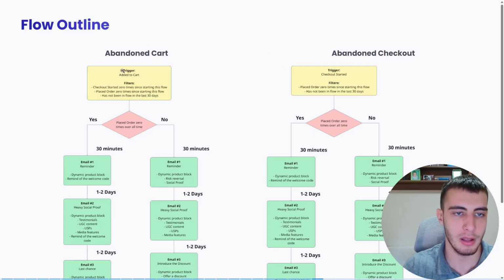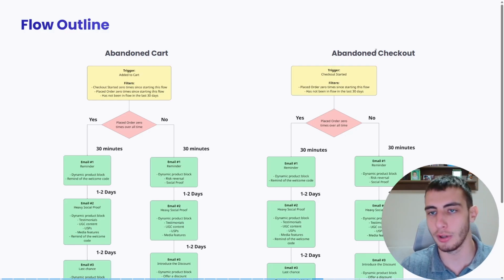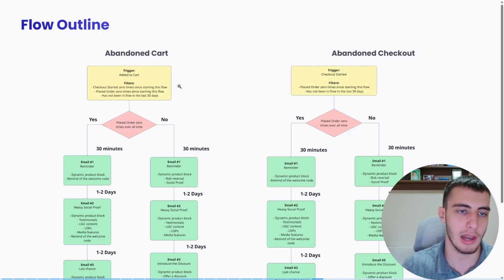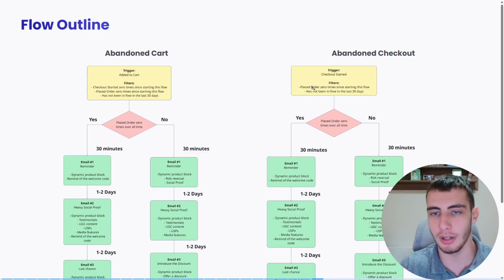The only difference is going to be in the triggers and the filters. So the trigger for the abandoned cart is going to be added to cart, and filters are checkout started zero times since starting this flow, placed order zero times since starting this flow, and has not been in flow in the last 30 days. As for the abandoned checkout, the trigger is checkout started, and for the filters, you're just going to remove checkout started zero times since starting this flow, and you're just going to put placed order zero times since starting this flow and has not been in flow in the last 30 days.